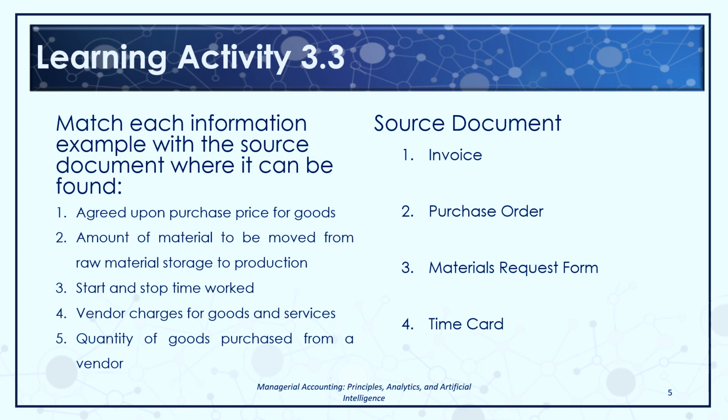Now we will match information to the source document where it can be found. The source documents include invoices, purchase orders, materials requisition forms, and time cards. For example, vendor charges are found on an invoice. The agreed purchase price is typically on the purchase order. Material issued to production is found on the materials requisition form. Start and stop time worked is found on the time card.